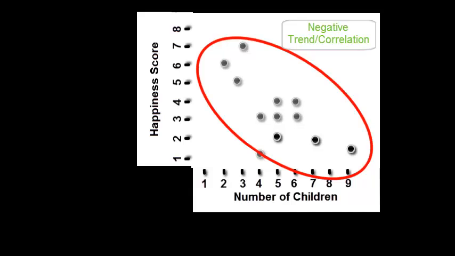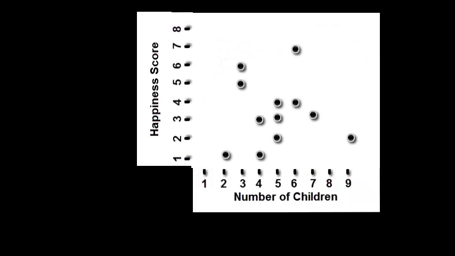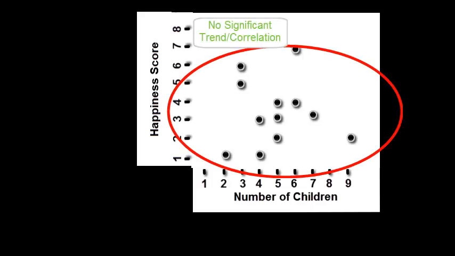As a final example, let's look at an example where there is no meaningful relationship between happiness scores and number of children. In this case, parents with many children are just as likely to be happy or unhappy as parents with few children. You can see here that this relationship is neither positive or negative, but flat.